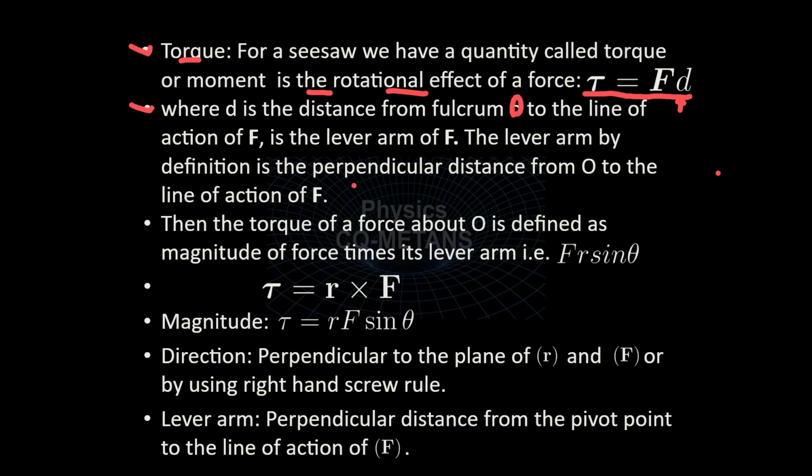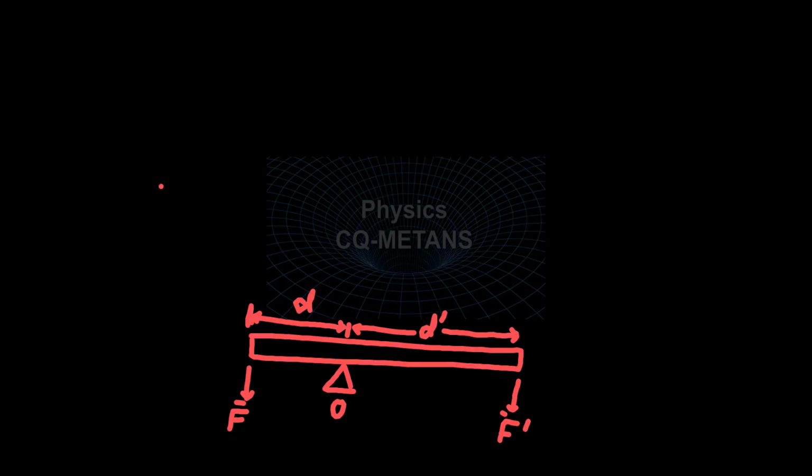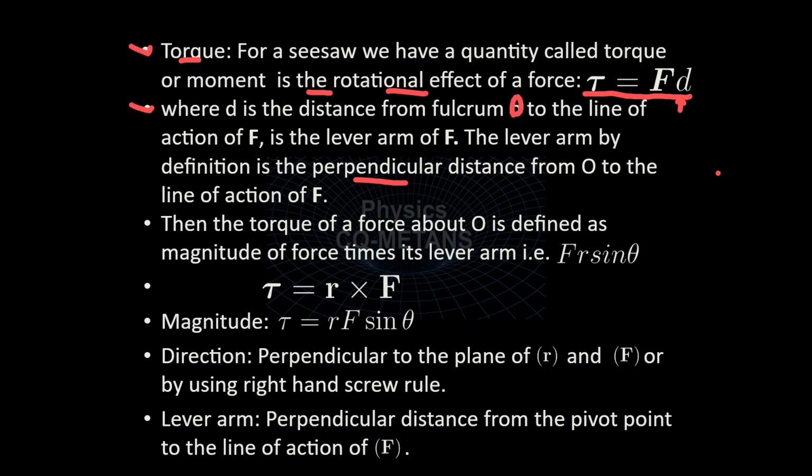Lever arm by definition is the perpendicular distance from O to the line of action of F. So it is a perpendicular distance from where to where? The line of action of the force. This is the line of action of force, so it should be perpendicular to it. This distance is what we have represented as d. But this is the actual definition of lever arm. So the torque of a force about O is defined.